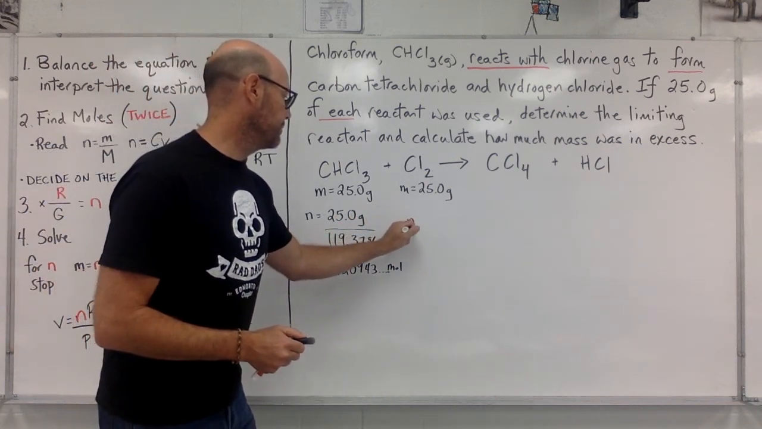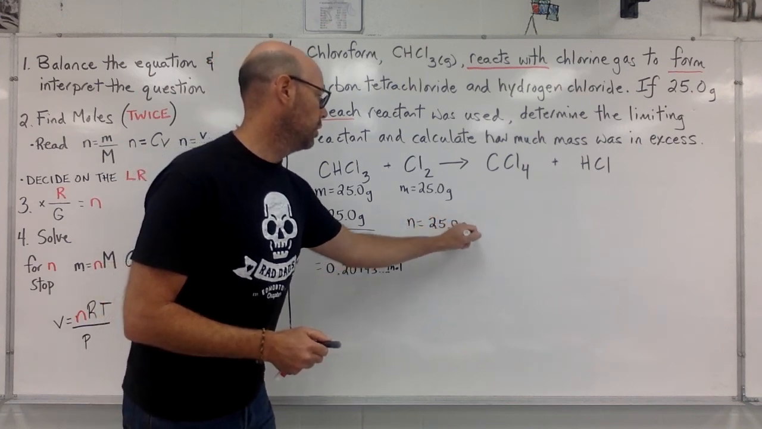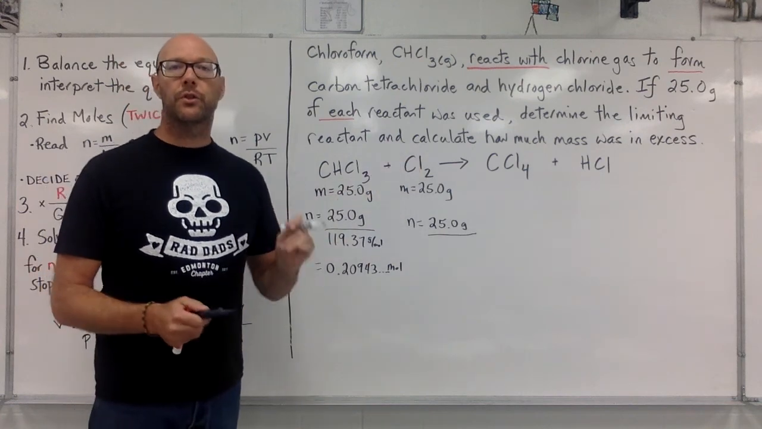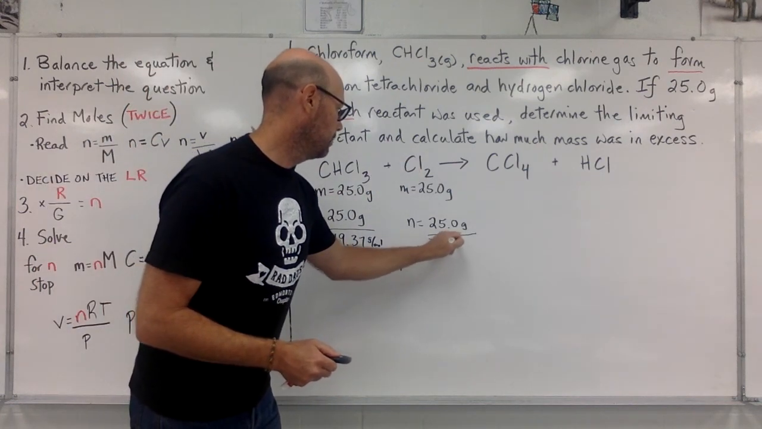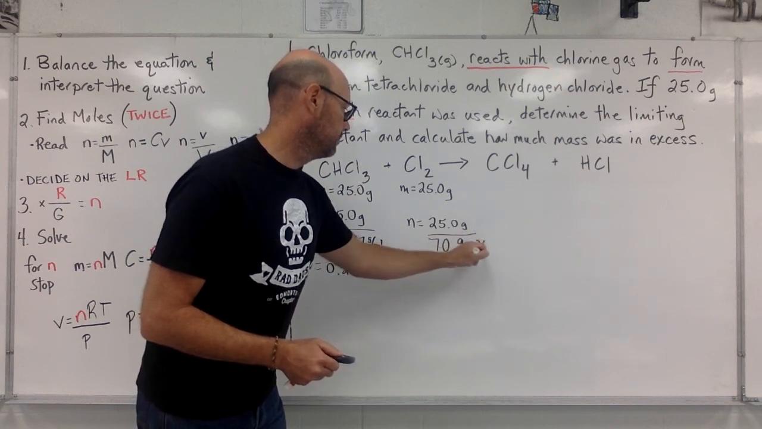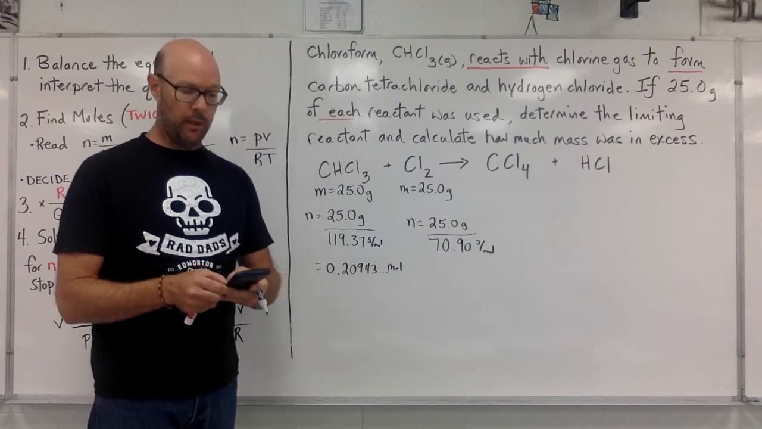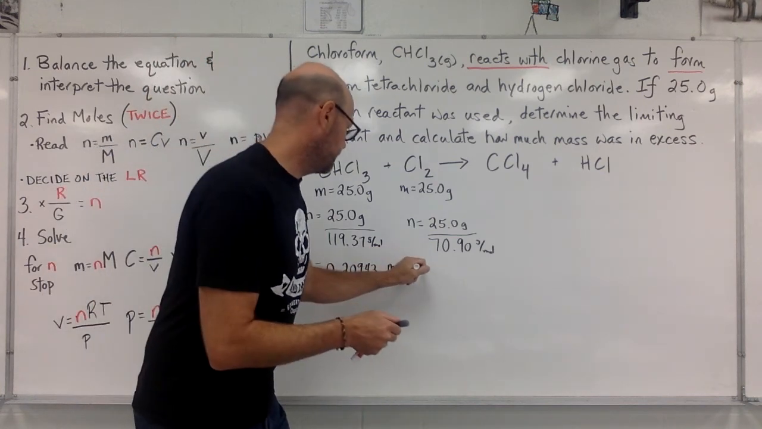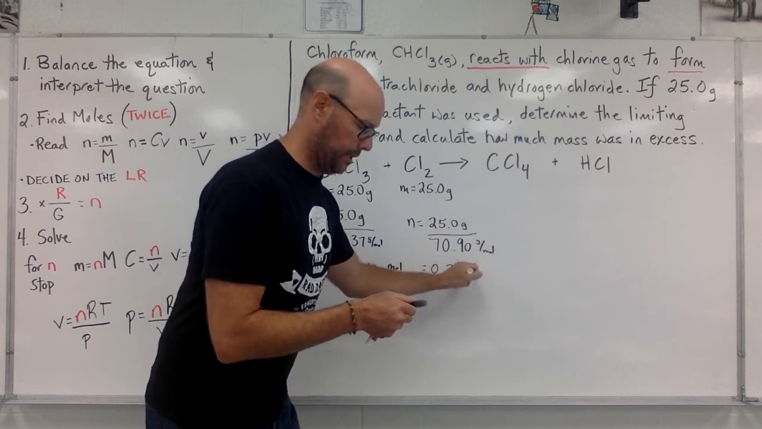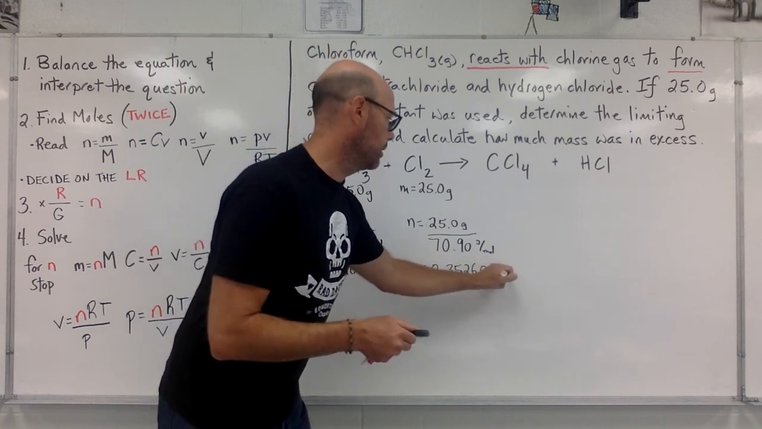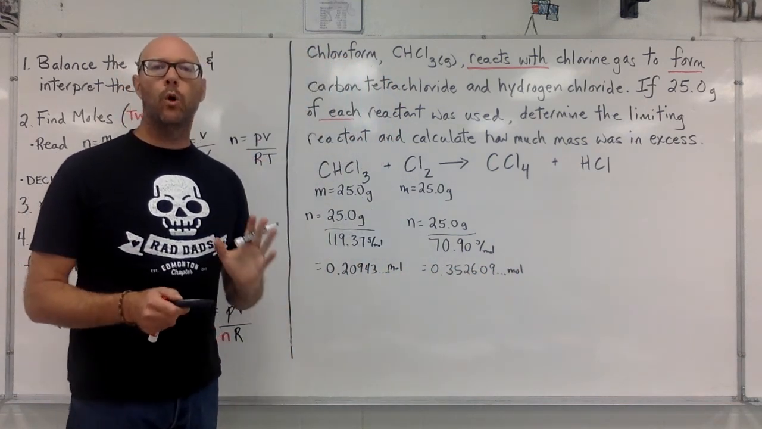We need to do the same thing for the chlorine. Here the moles are 25 grams over 2 chlorines, 35.45 each, which is 70.9. 25 divided by 70.9 is 0.35269, etc. moles.